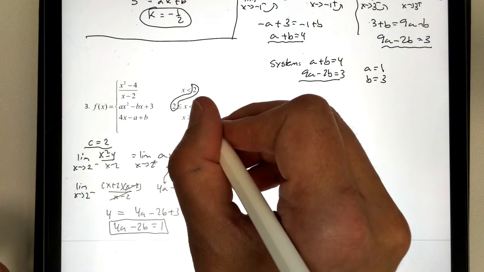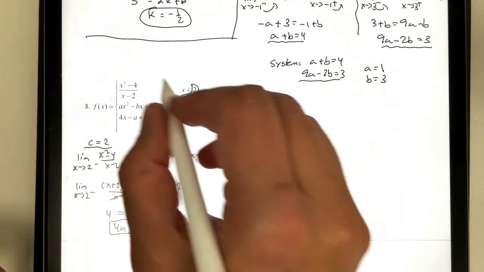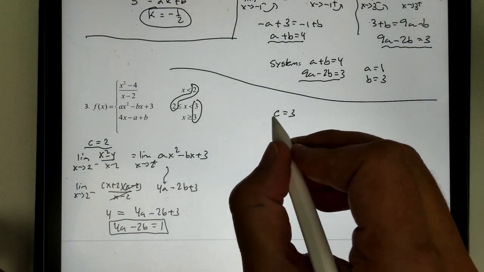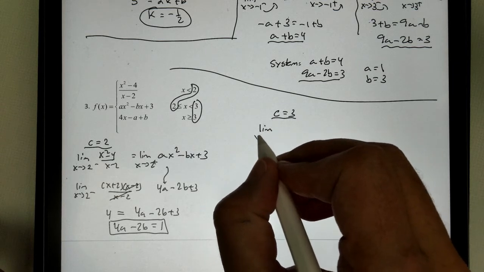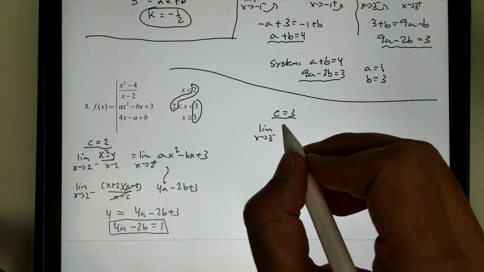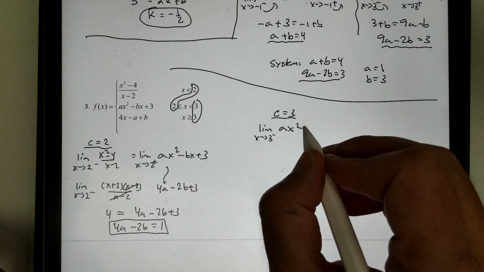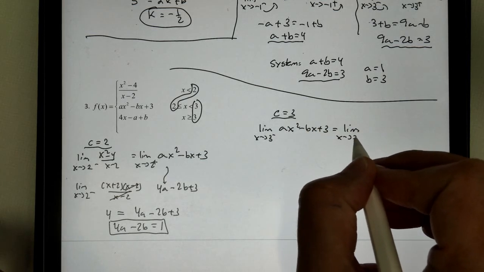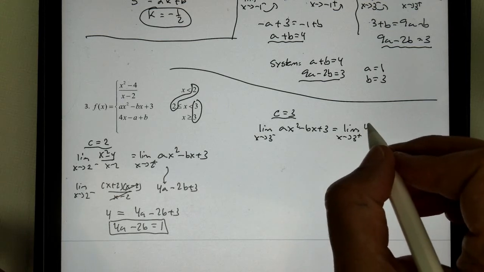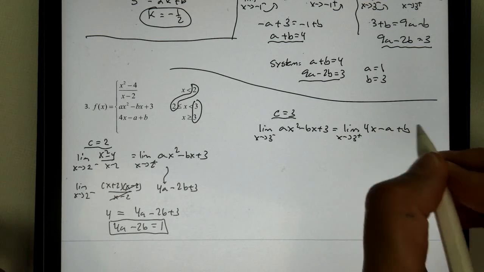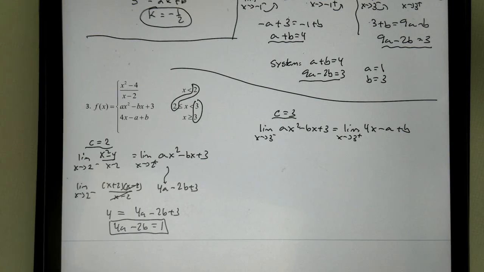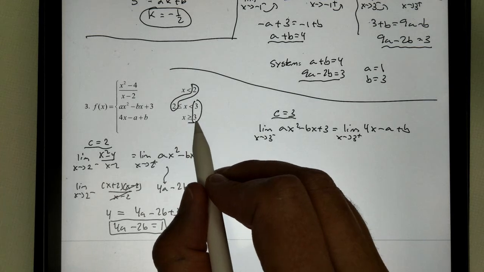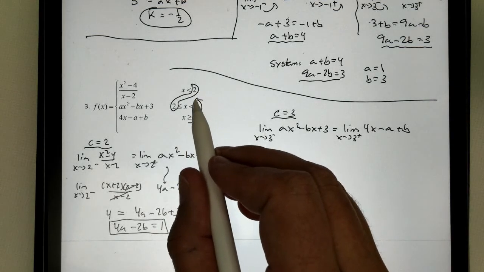Now I find out where the next break occurs. That's easy. It occurs at 3. So I'm going to do my limit now at c equals 3. The limit as x approaches 3 from the left, that's going to be this ax squared minus bx plus 3, equal to the limit as x approaches 3 from the right, which is our 4x minus a plus b. All right. Very simple. Remember, because this is pointing greater than, that's heading to the right. This is less than, that's heading to the left.